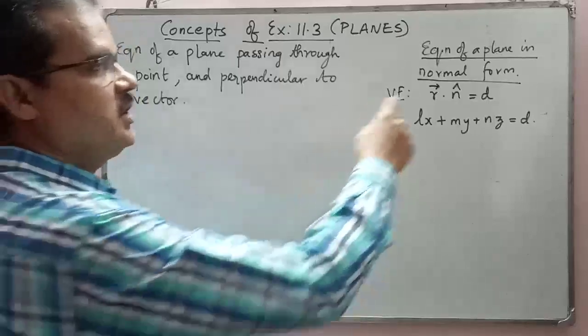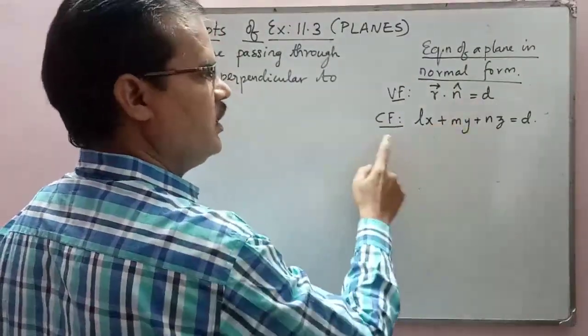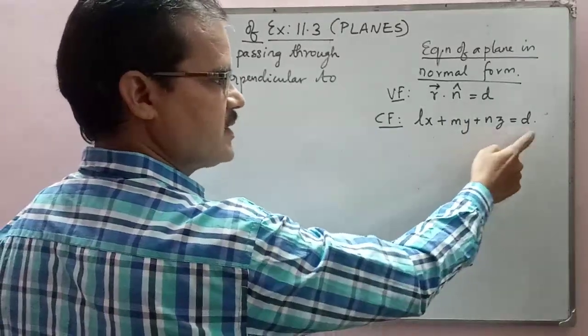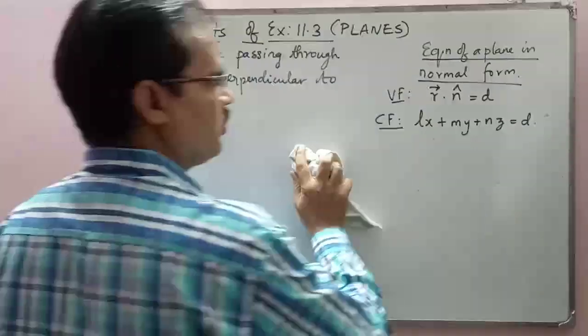Children, please check the equation of the plane in normal form. Vector form is r vector dot n cap equals d. Cartesian form is lx plus my plus nz equals d. Check whether you have written it correctly. This is what I explained in the first topic.